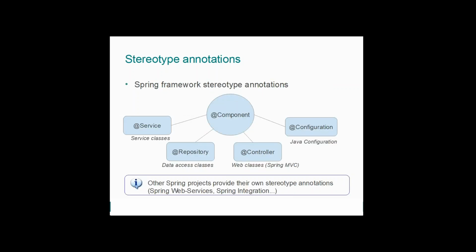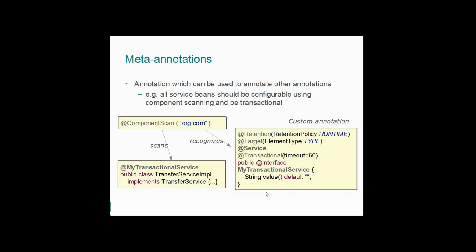There are several stereotype annotations used in different applications or projects. Web services have different ones, and Spring Integration will have different ones. There is one more kind of annotation, the meta annotation. A meta annotation is your own annotation. You can define your own annotation based on what Spring has provided. Let's say for one class I want to define a service annotation to create a bean at the service class level, and I also want to add transactional behavior to it.